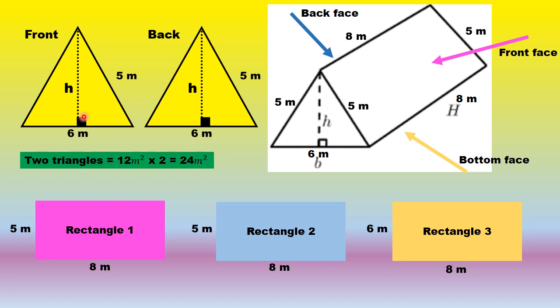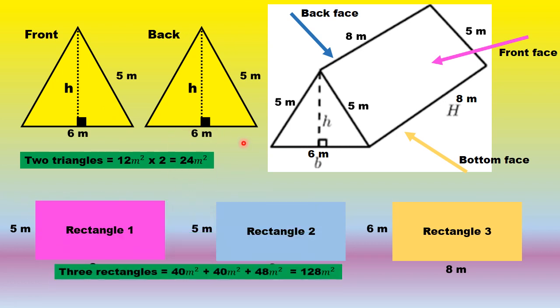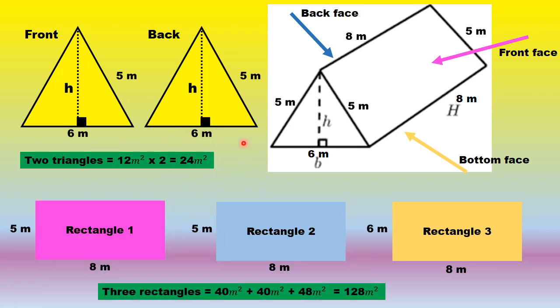Okay, so half times base, half of the base is, what is it? 3, yes, and 3 times 4, we worked out the height there is 4. 3 times 4 is 12. 12 duplicated because it's 2 triangles gives you 24 meters squared. Okay, so those are the 2 triangles. Then the 3 rectangles. Remember, the area of a rectangle is length times breadth. So 8 times 5 gave you 40. And 8 times 6 gave you 48.